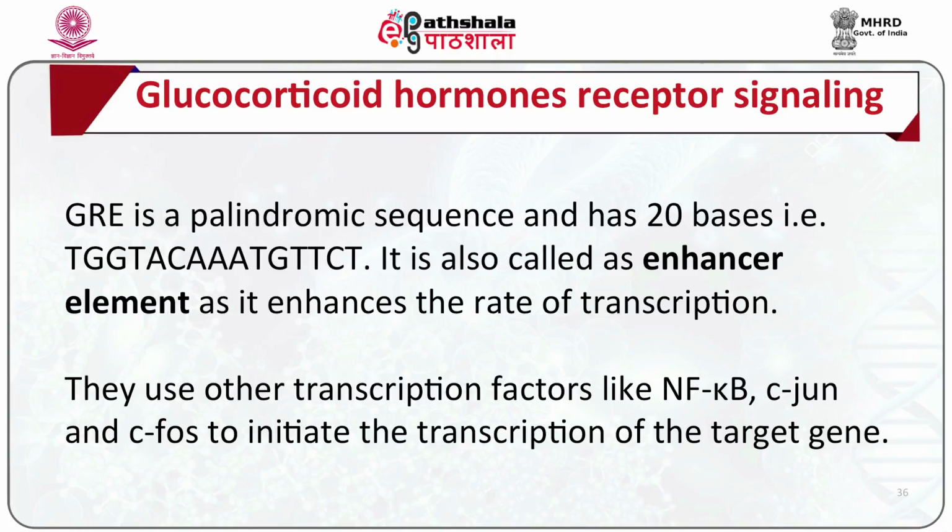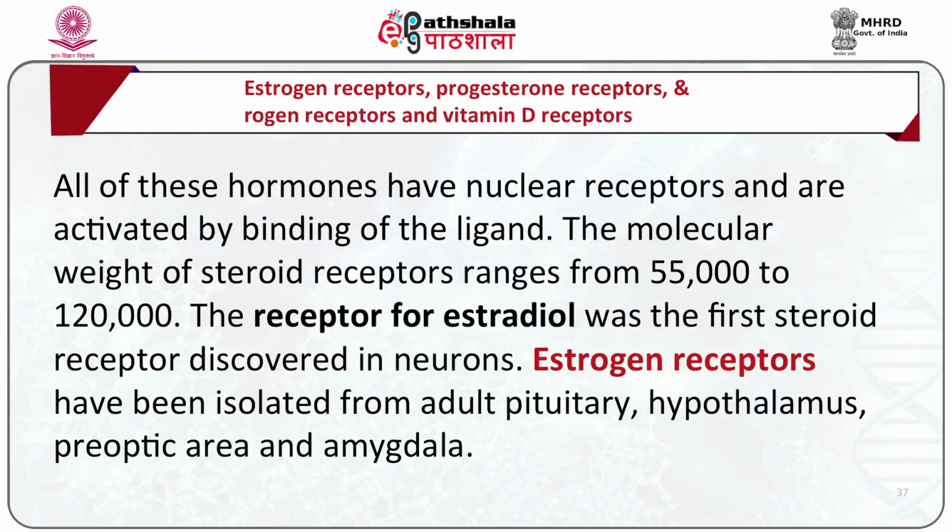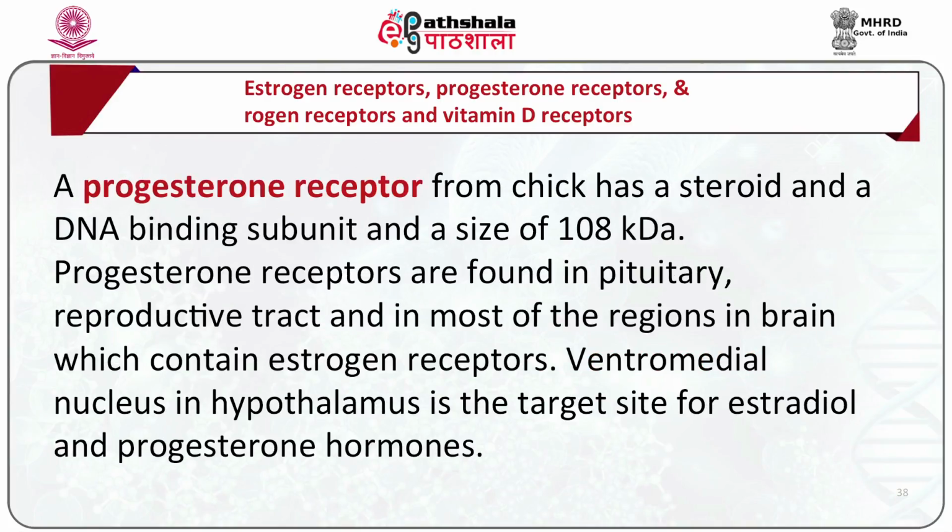Now, let us talk about the estrogen receptors, progesterone receptors, androgen receptors and vitamin D receptors altogether. All of these hormones have nuclear receptors and they are activated by binding of the ligand. The molecular weight of steroid receptors ranges from 55,000 to 120,000 daltons. The receptor for estradiol was the first steroid receptor discovered in the neurons. Estrogen receptors have been isolated from adult pituitary, hypothalamus, preoptic area and amygdala. There are two types of estrogen receptors, ER alpha and ER beta. They are expressed differentially and have different signaling pathways.